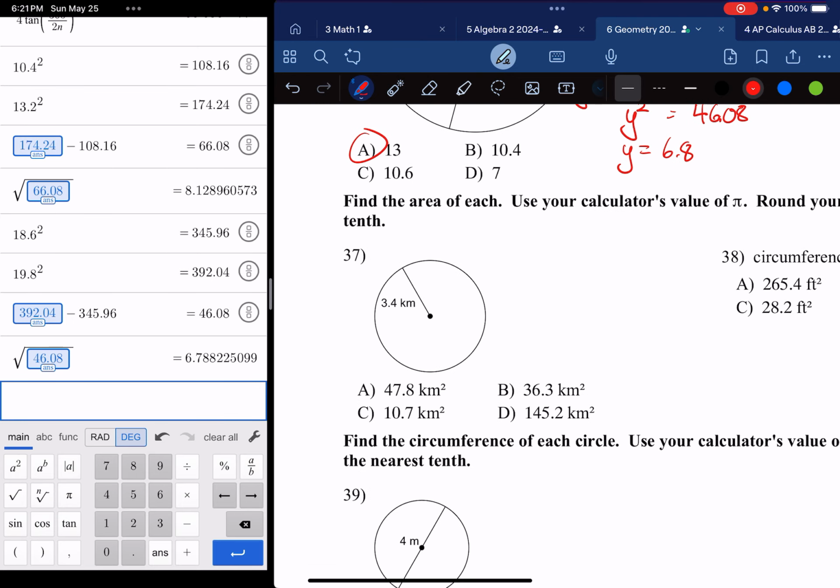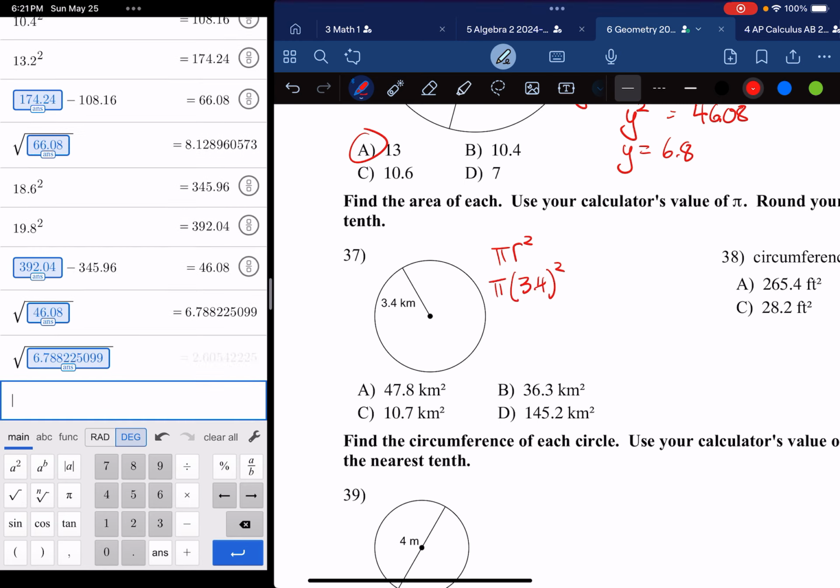Number 37, finding the area. Area of a circle is pi r squared. So in this case, it's going to be pi times 3.4 squared. And you just type this in your calculator and you're done. So 3.4 squared is 11.56, and then we times by pi, and we get 36.3.